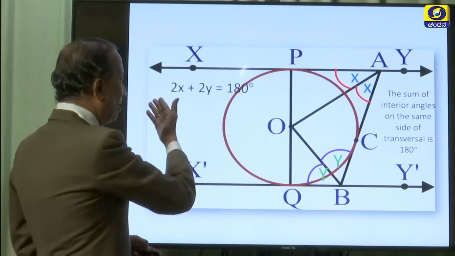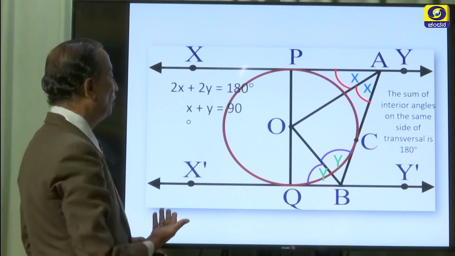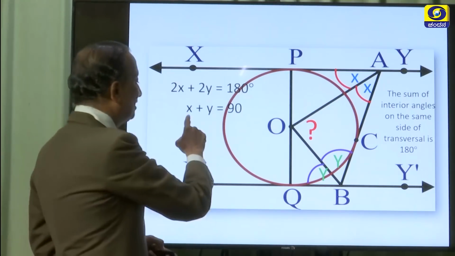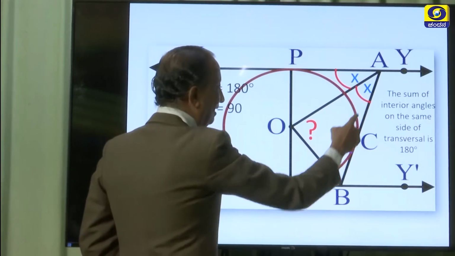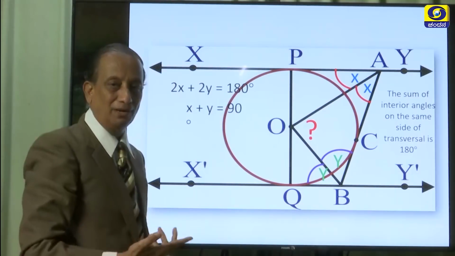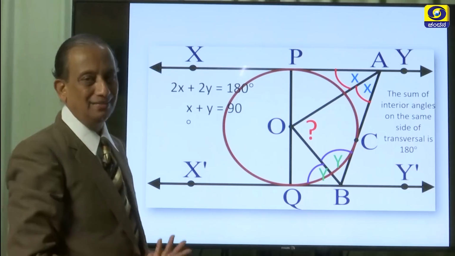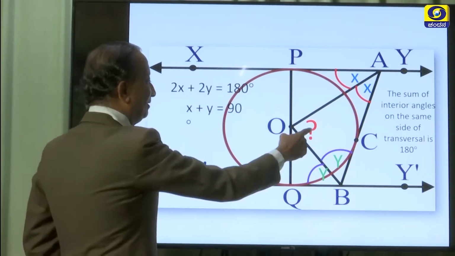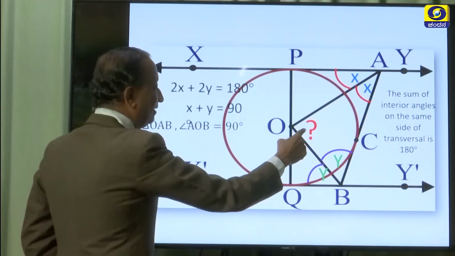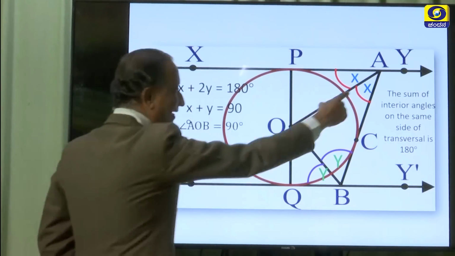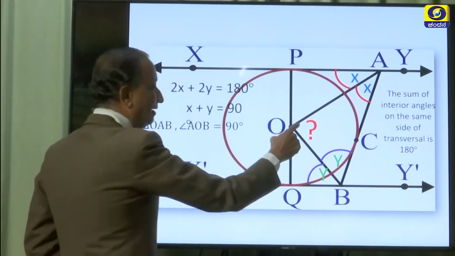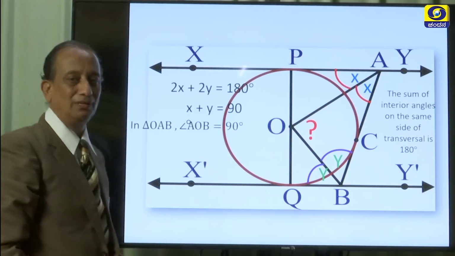It is quite simple. Now, divide throughout this equation by 2. So, you will get x plus y is equal to 90 degrees. So, when this angle plus this angle is 90 degrees, can you not find out the third angle of a triangle, because you know the sum of three angles of a triangle is always equal to 180 degrees. So, therefore, in triangle AOB, this angle AOB is equal to 180 degrees minus 90 degrees, 180 minus 90 is 90, therefore, angle AOB is equal to 90 degrees.